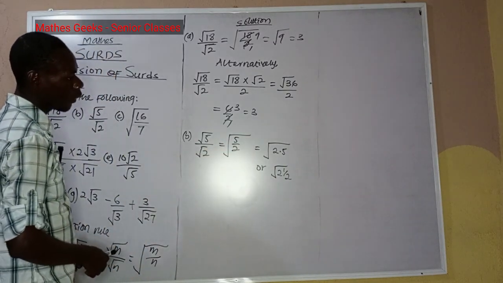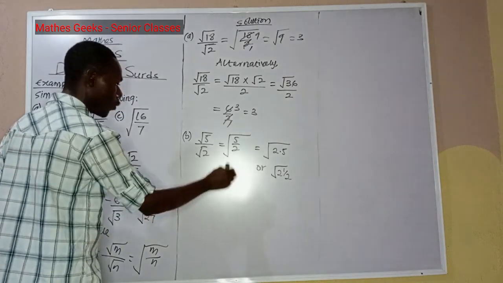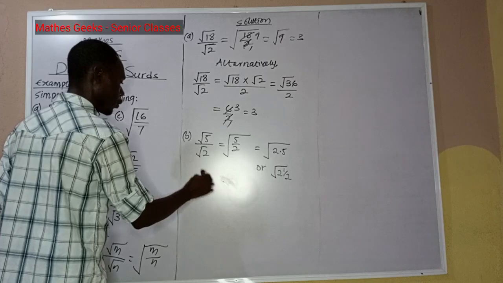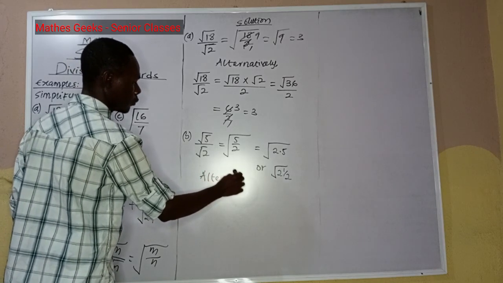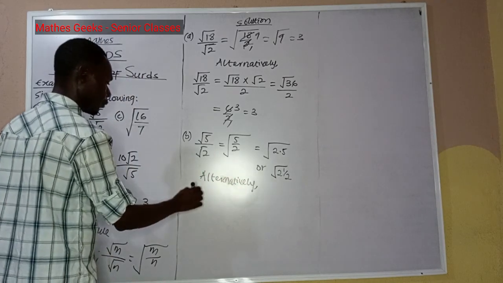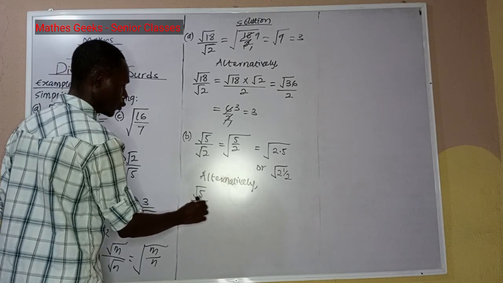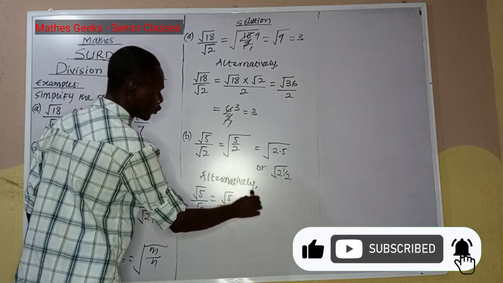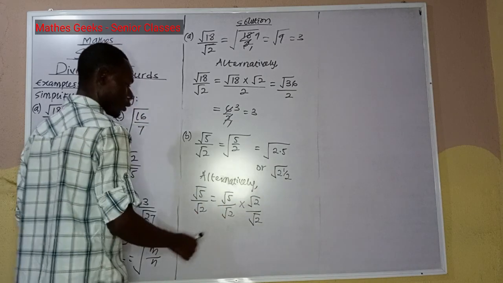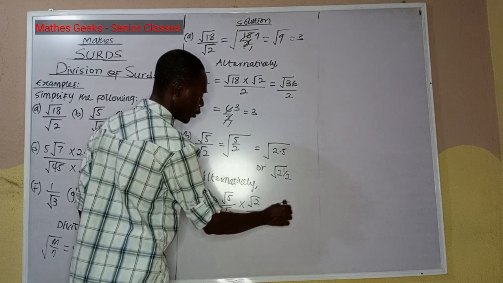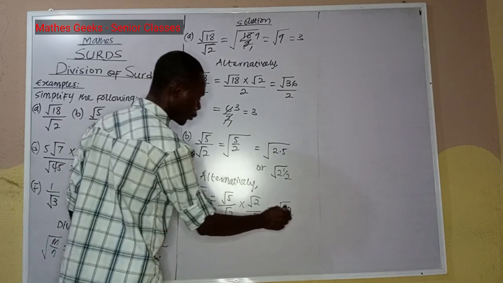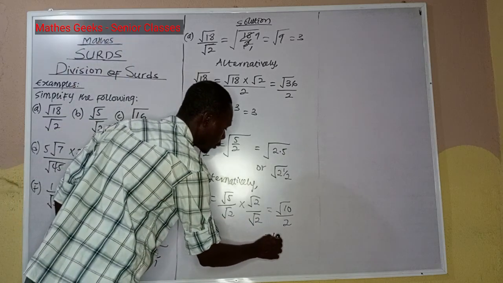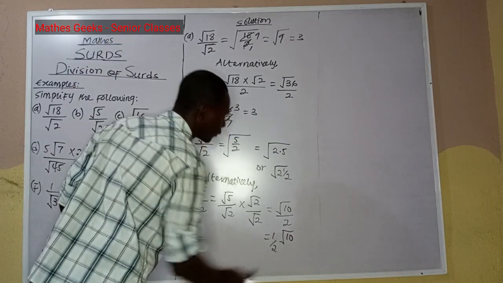Okay, so that's that there. Or we can solve it like this. Alternatively, we can say root 5 over root 2 is equal to root 5 over root 2 times root 2 over root 2. And this will give us root 10 over root 2 times root 2, which will give us 2. And of course, this is root 10 over 2, or let's say 1 over 2 root 10.